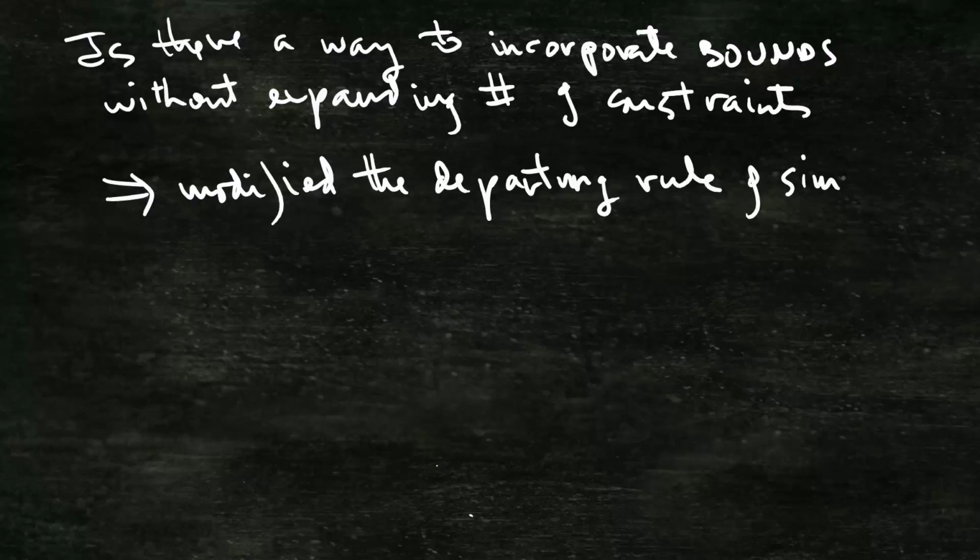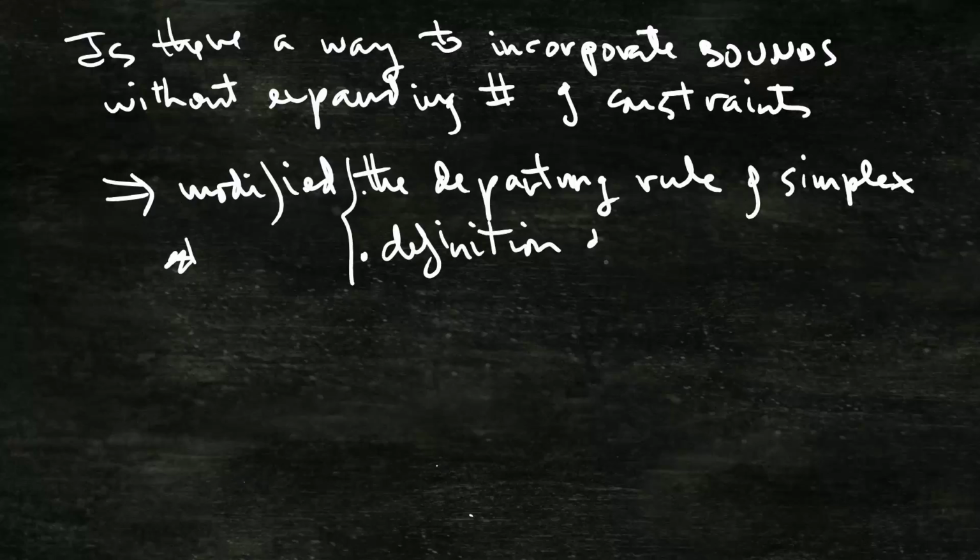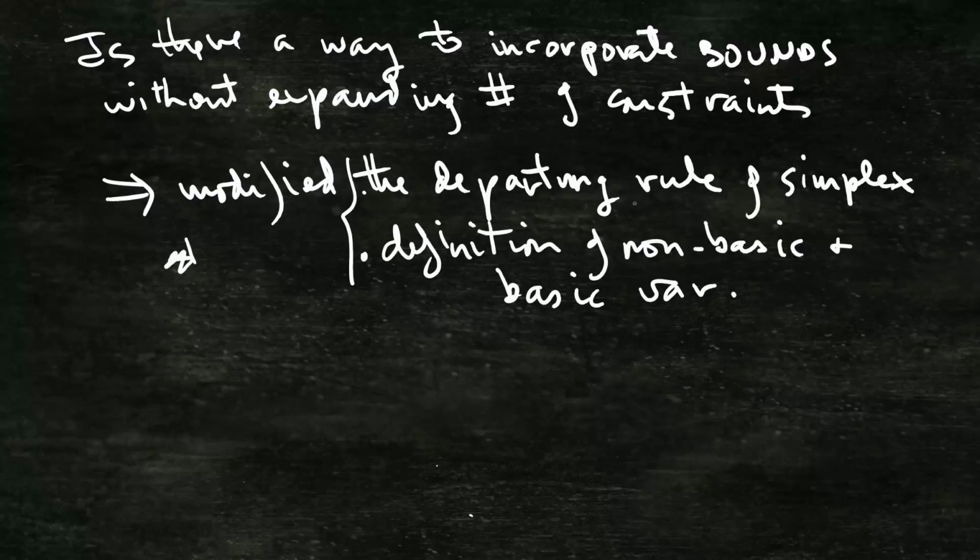The entering rule stays the same, but they modified the departing rule of simplex. So if a new variable joins the basis, one in the existing basis has to leave, and how do you decide? Well, the rule is modified. They modified two things: the departing rule, and also the definition of a non-basic and basic variable. We are not going to cover the rule, but we're going to cover how the definition of non-basic and basic variable changed.